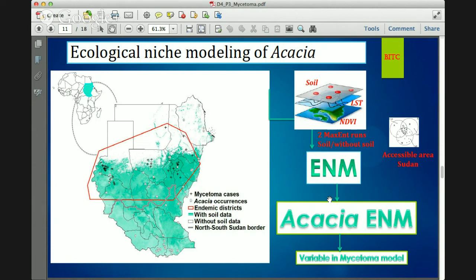At the end, we got two ecological niche models. One is the acacia model based on land surface temperature and normalized difference vegetation index, and the second is based on soil, land surface temperature, and NDVI. Later on, we are going to use the two models as variables in predicting the Mycetoma ecological niche model.